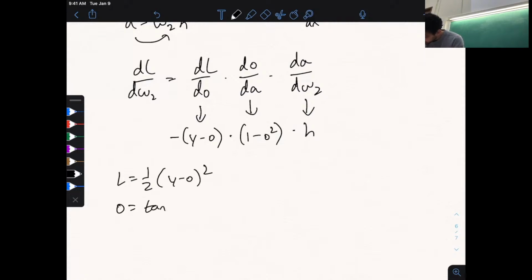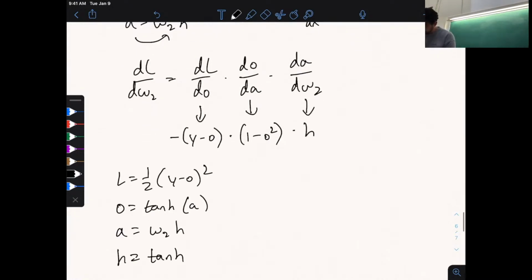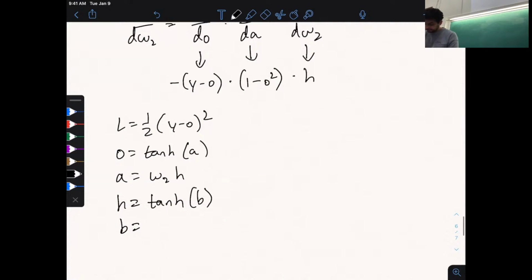O equals tanh of A equals W2H. And now we have a new equation, right? H equals tanh of B. B equals W1X. And so this is the very first layer of our network, right? The very first thing that's happening is we multiply W1 by the input X. So now, given all of this, let's work our way backwards to get an equation for dL/dW1.